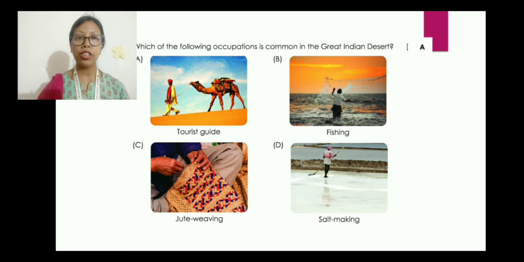Then the next question is, which of the following occupations is common in the Great Indian Desert? Tourist guide, fishing, jute weaving, salt making. Fishing is incorrect because fishing needs water, and the desert area does not have any water sources. Jute weaving is also impossible, because jute is grown with water, so it is incorrect. And salt making is also incorrect. Therefore, tourist guide is the correct answer for the occupation which is common in the Great Indian Desert.